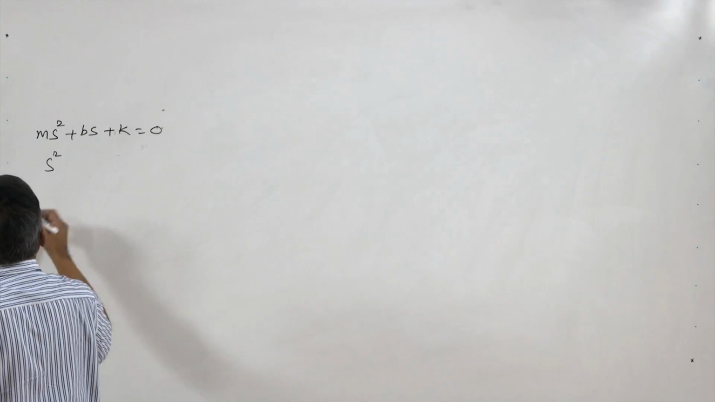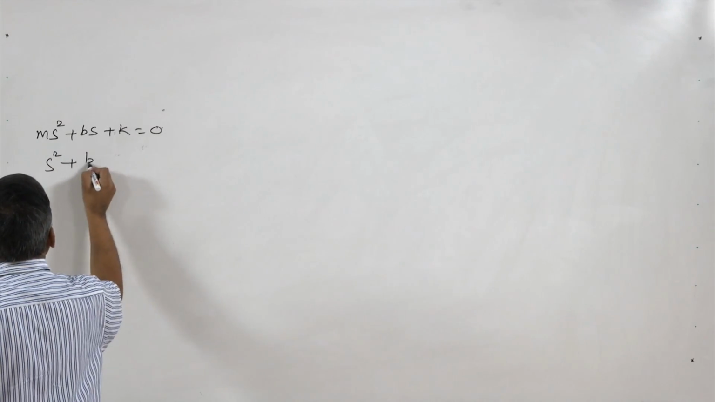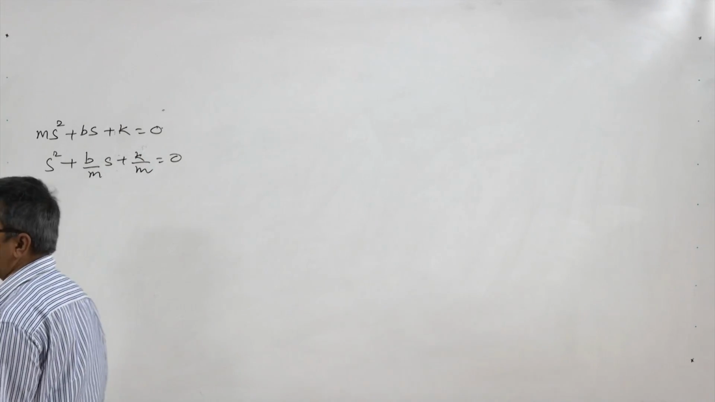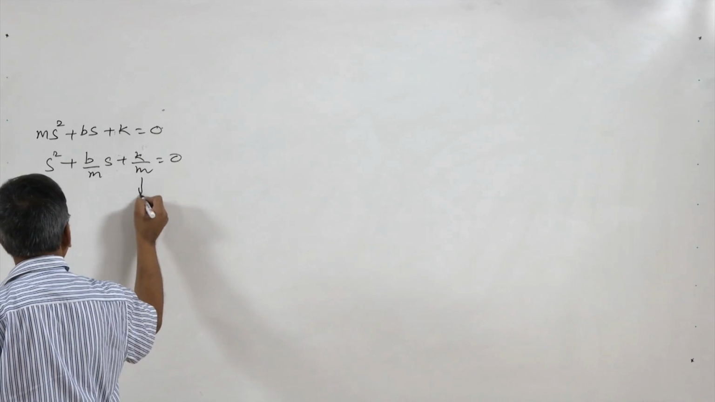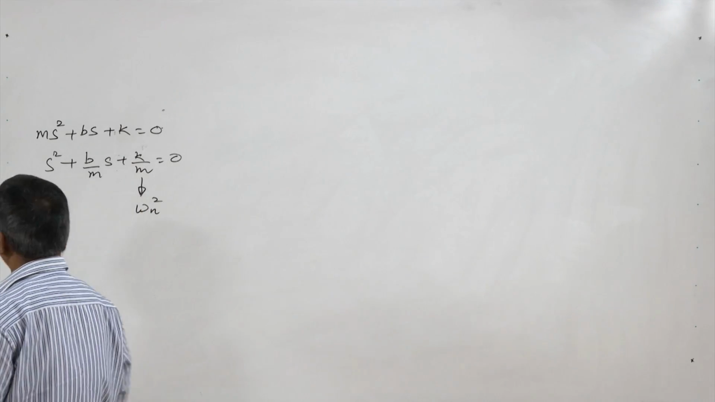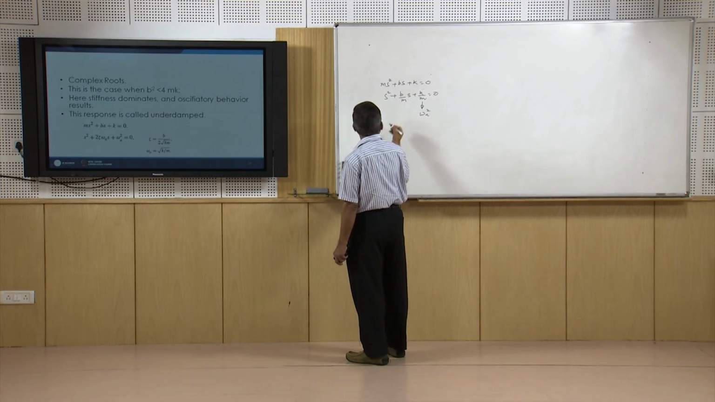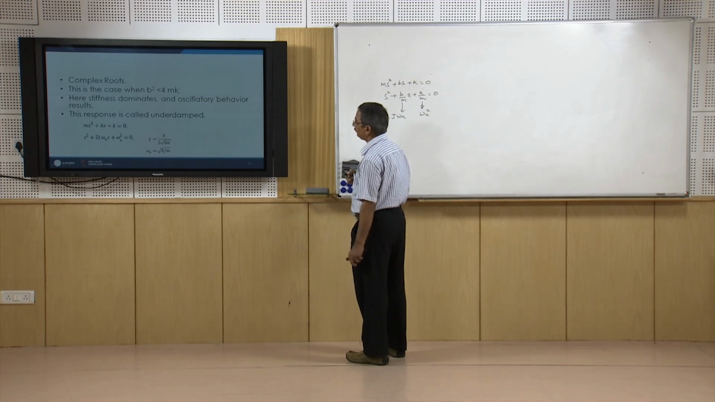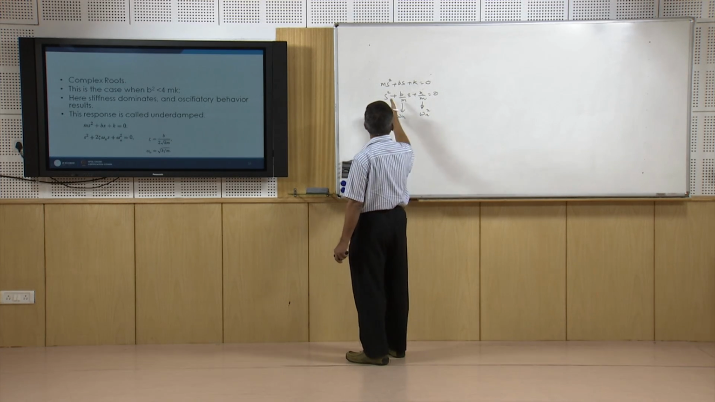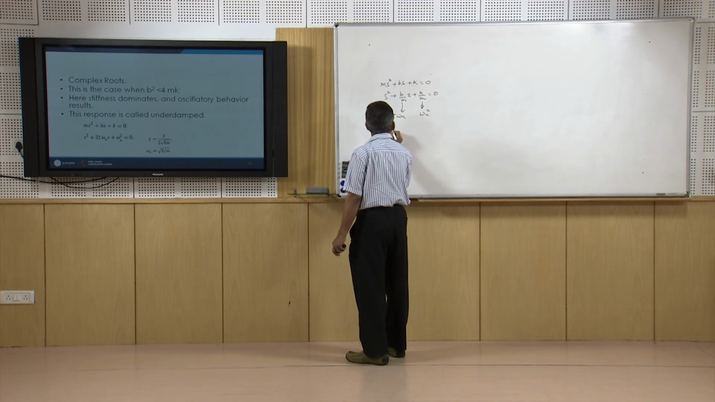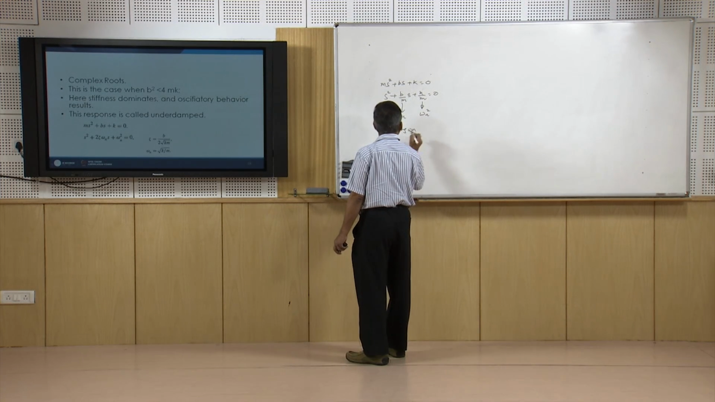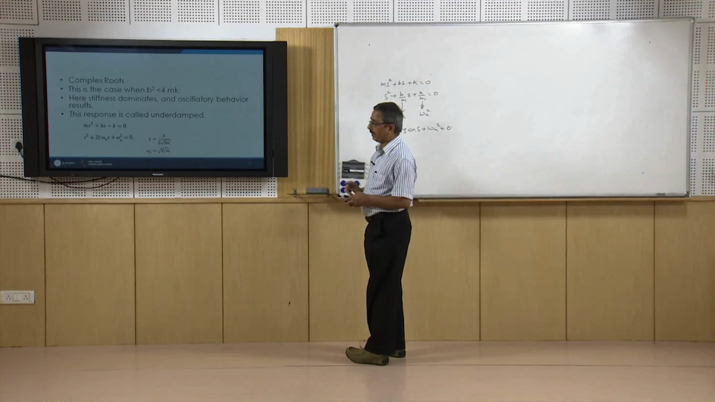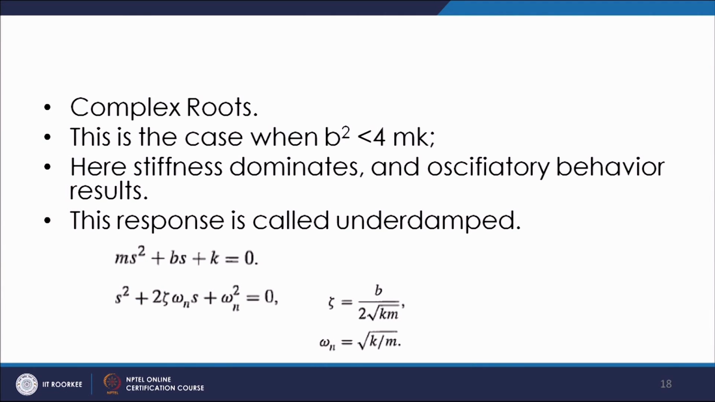So, if I divide by m, what I get is s square plus b by m s plus k by m is equal to 0. And this k by m I represent by omega n square, and b by m I represent by 2 zeta omega n. So, if I do this, my equation will become s square plus 2 zeta omega n s plus omega n square is equal to 0. So, this is the equation which I get.